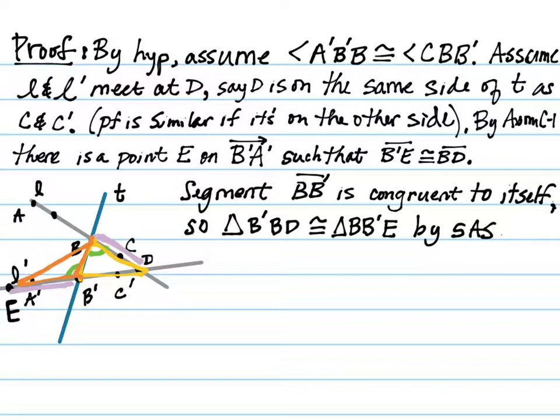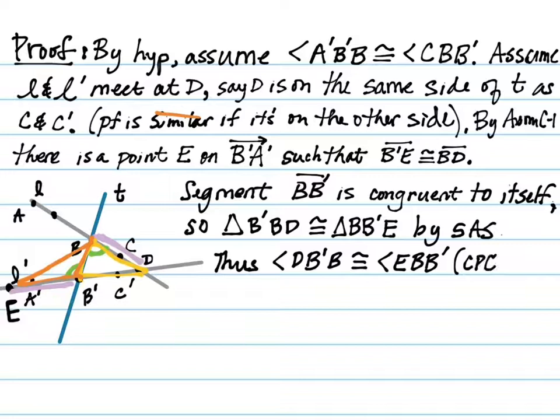Okay. They have the side that they share between them. They have sides E, B prime, and B prime, C prime, the ones on the bottom, and they have a congruent angle. So that's side, angle, side. Those are congruent. Thus, angle D, B prime, B is congruent to angle E, B, B prime. And that's corresponding parts of congruent triangles congruent.